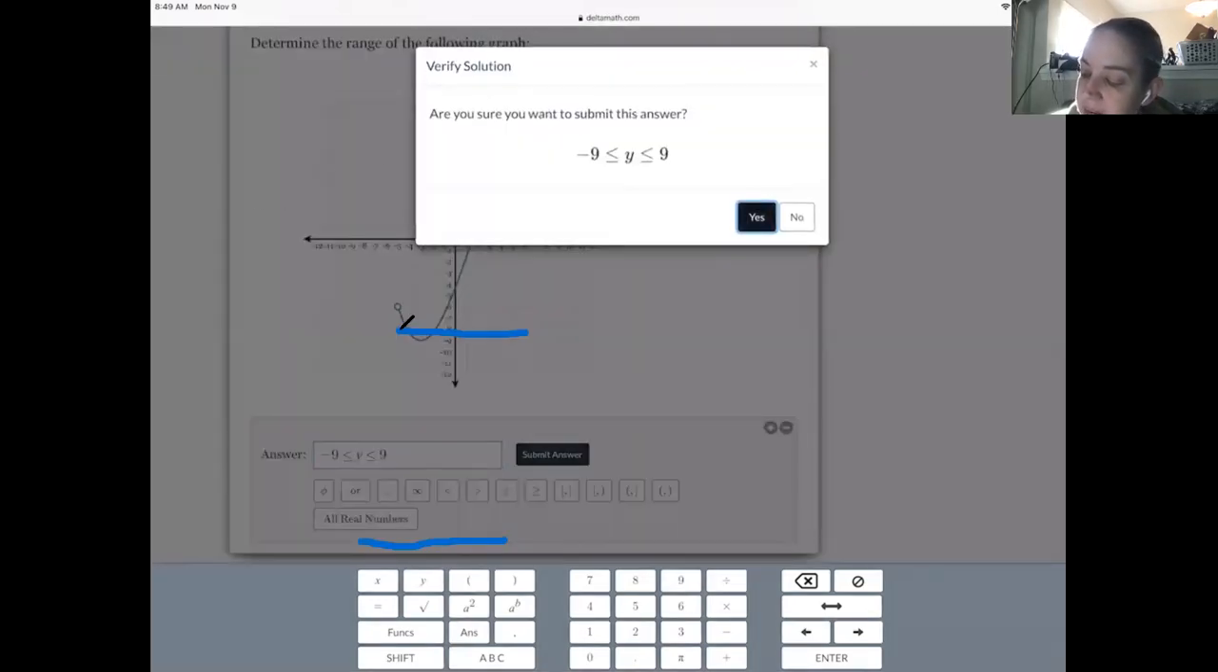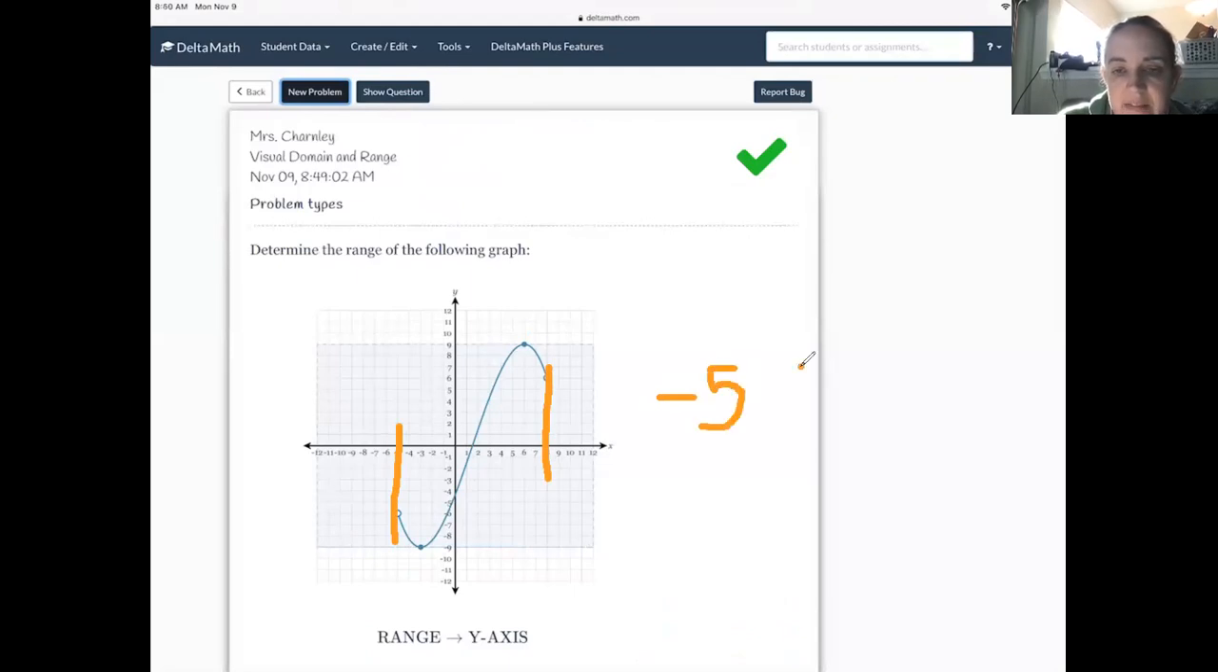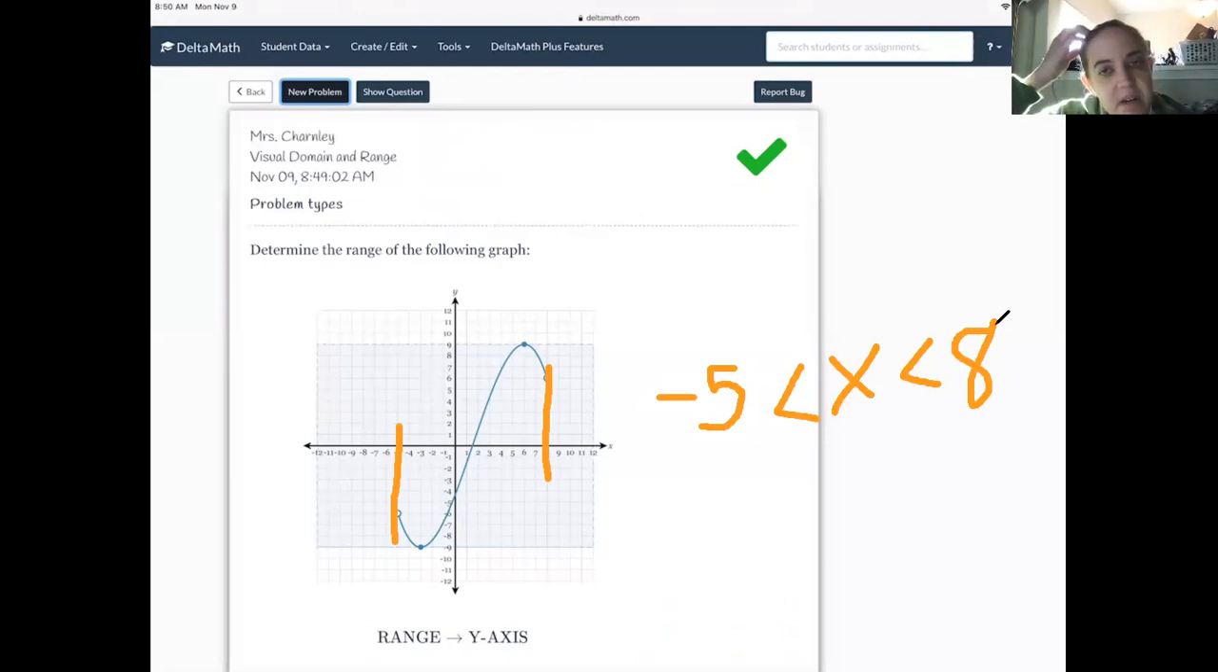If this was asking me a domain question, you would be over here at -5 and you'd be over here at +8. But this time, you wouldn't use the underline symbol. It would be -5 is less than x, which is less than 8. So I'm a little afraid that's going to make some issues getting some of these correct. But if it does, send me a note. Look through the examples to see if you can get it worked out. So good job. Do your best.